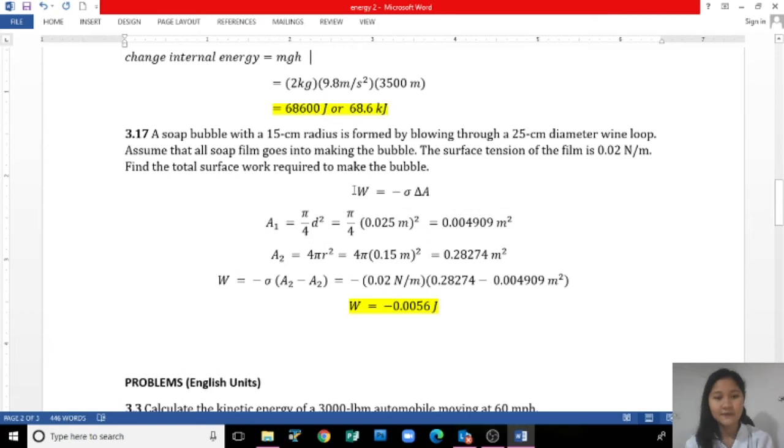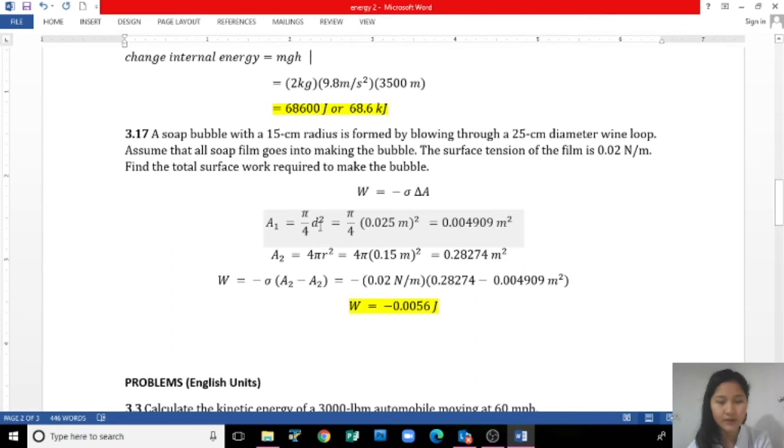In order to find the total surface work required to make the bubble, we have the formula W, or the work, is equal to negative the surface tension times the delta A, or the difference between the two areas. So for area 1, the formula is equal to pi over 4 times the diameter squared.